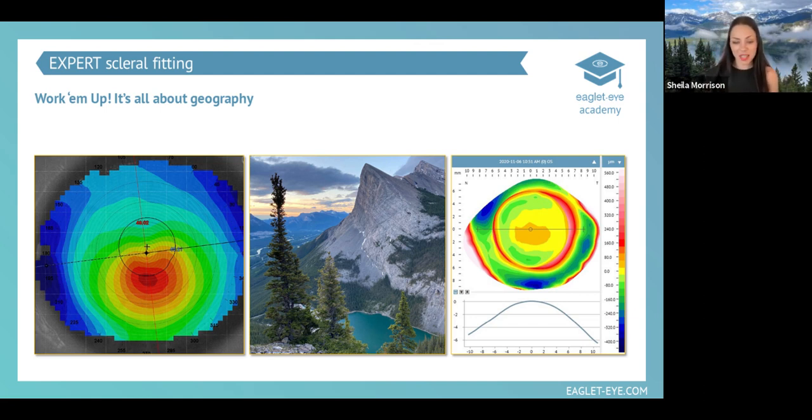But basically, when you look at a geography map, it's all in elevation. And that's one way that we look at how we design lenses, as you've heard in our prior sections of this three-part series.